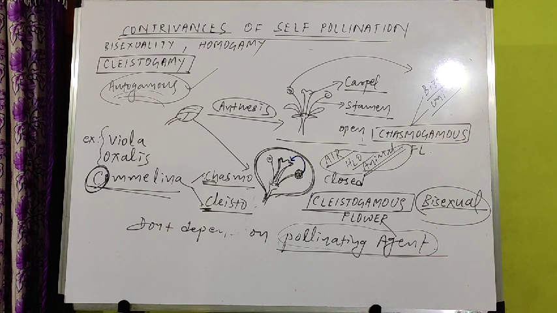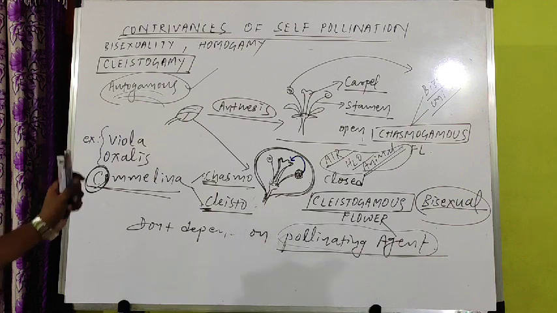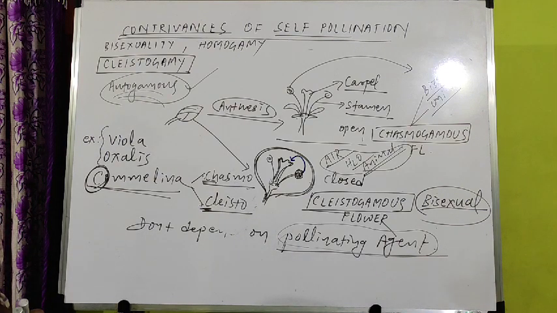So this is all about your contrivances of self-pollination. We have discussed bisexuality, homogamy, and cleistogamy. Cleistogamy is important for your entrance exams as well as for your boards.